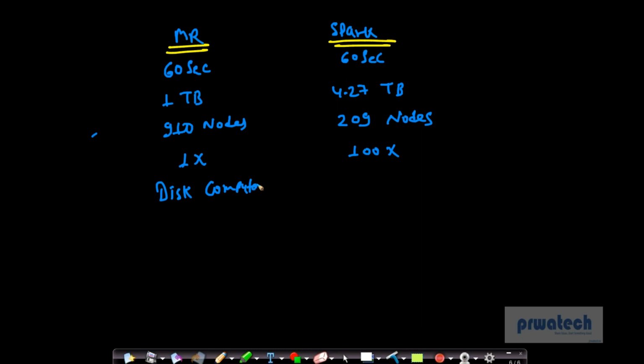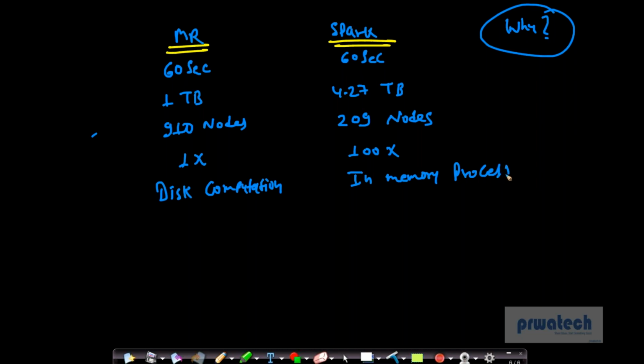Because if you benchmark this, the next question can be: why? Guys, I'm telling you every time that this part should be very, very clear. Whenever you do anything, why you're doing this and why this is happening. So disk computation, and this is in-memory processing. Why is in-memory processing faster than disk computation?